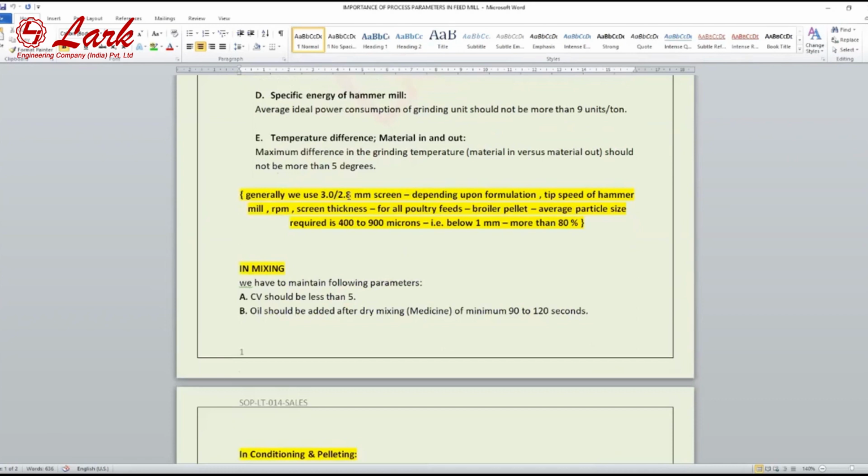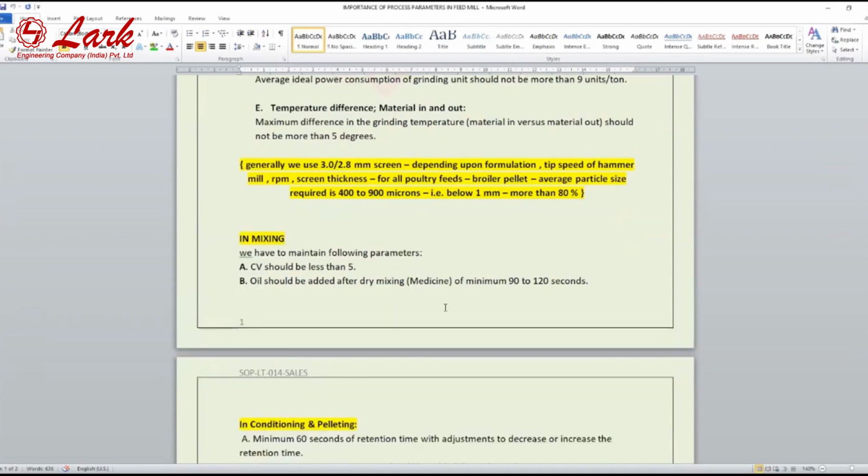Like generally we use 3 or 2.8 mm screen depending upon formulation, tip speed of hammer mill, rpm, screen thickness. So average particle size is around 400 to 900 microns. तो हम उसको स्क्रीन अपना सीव एनालिसिस कर सकते हैं, उसके अकॉर्डिंगली हम अपना ग्राइंडर का सेटिंग वी कैन चेंज.